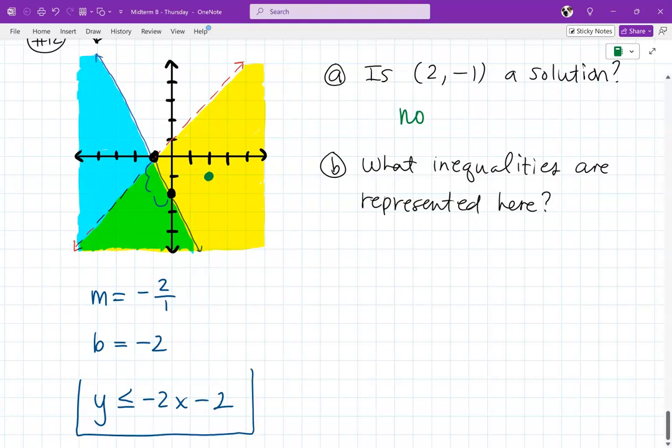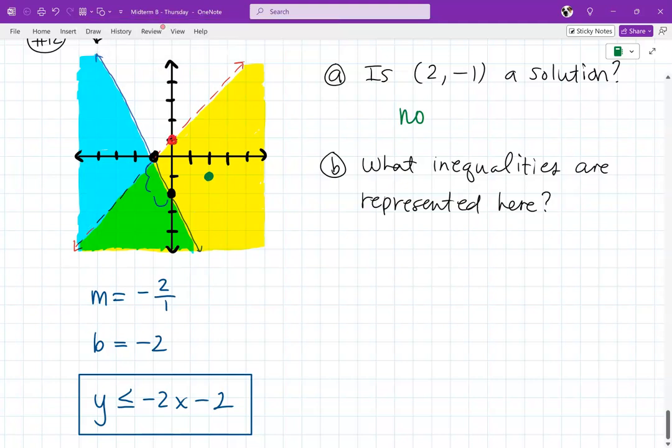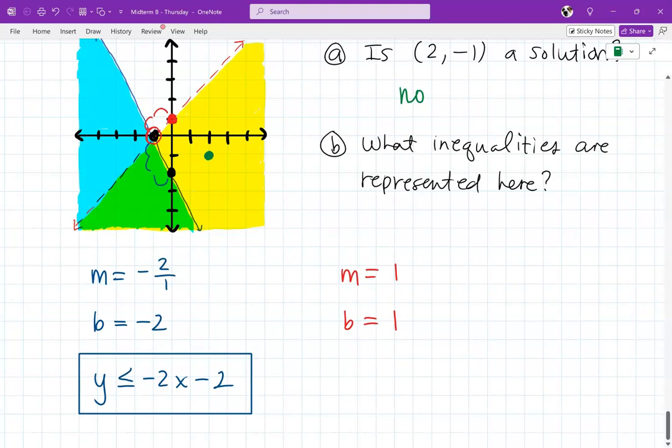There's the blue line. Now let me do the red line, then we're done. I'm going to use the y-intercept and this point right here. I know it's a dashed line, right? But let me figure out my slope and my y-intercept. My y-intercept is 1. What's my slope? It's 1 up, 1 over, so 1 over 1, or just 1. So y equals 1x plus 1. It's shaded below, the yellow shaded area, dashed line, less than.